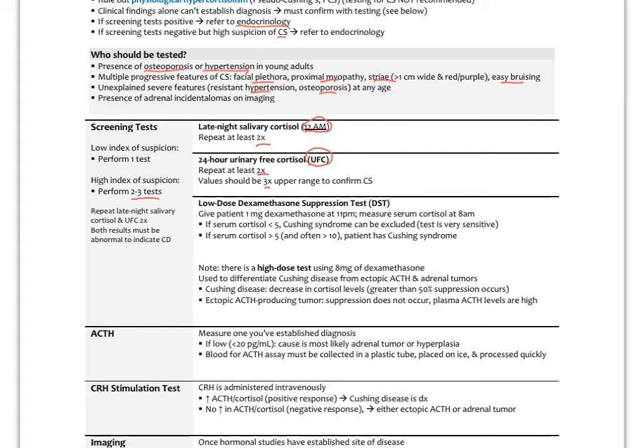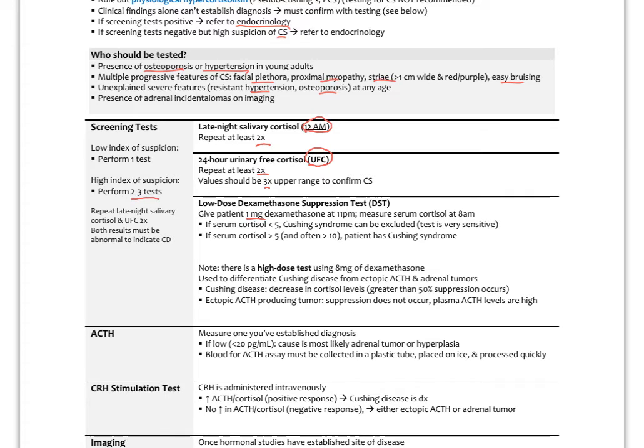And then what's called a low-dose dexamethasone suppression test. And that's where the patient's given 1 milligram of dexamethasone at 11 p.m. We measure their cortisol at 8 a.m. If their serum cortisol is less than 5, then we can exclude Cushing's syndrome. The test is very sensitive.